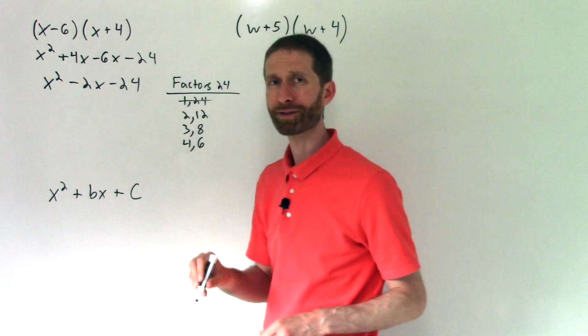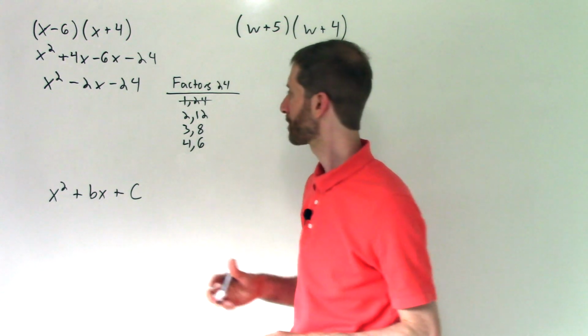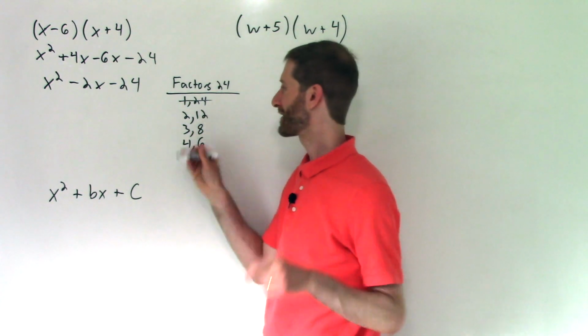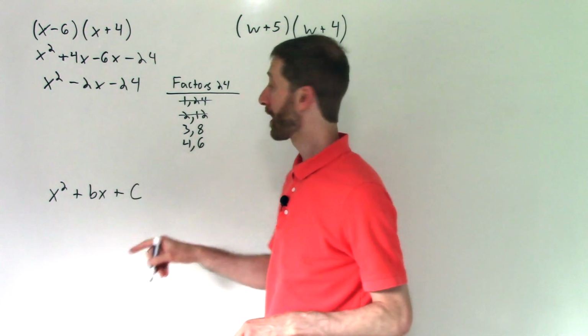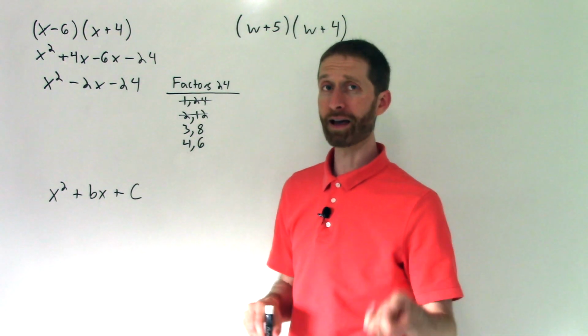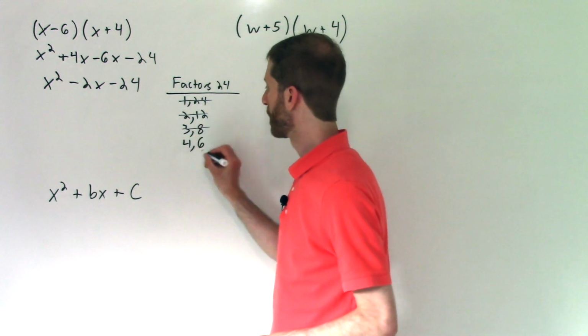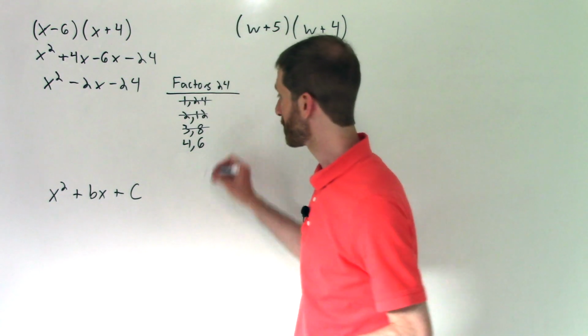2 and 12, you could add them to get some version of 14, either positive or negative. Or subtract them and get some version of 10. So that's out. We want 2 again, right? That's our value that we want out. 3 and 8, we could add them and get 11, or we could subtract them and get 5. These two, 4 and 6, we could add to get 10 or subtract to get 2.